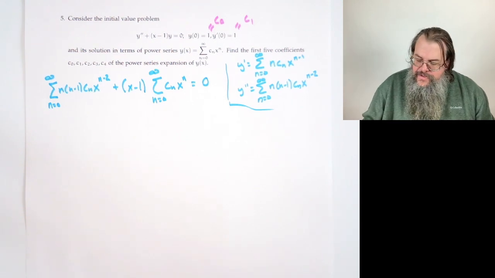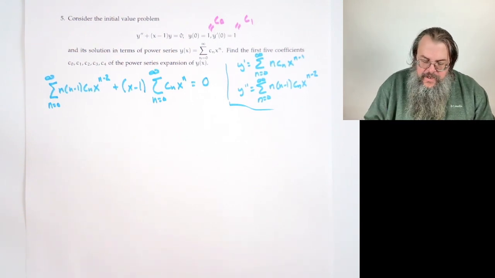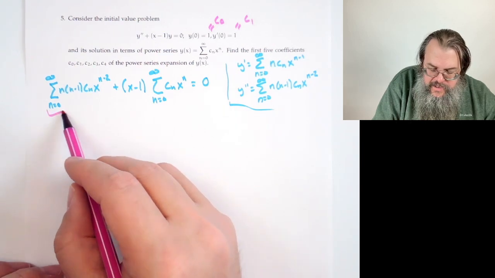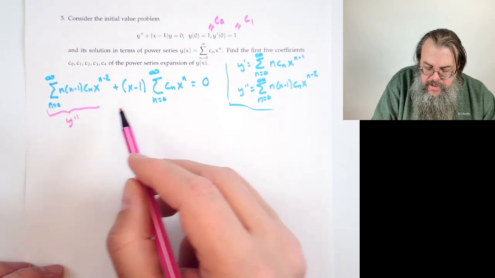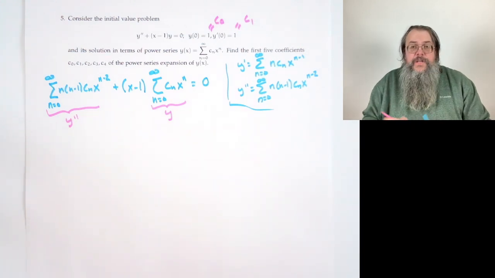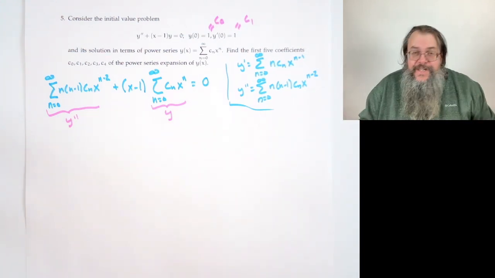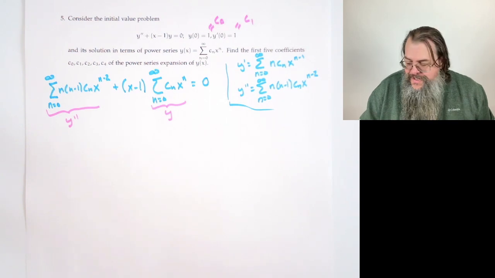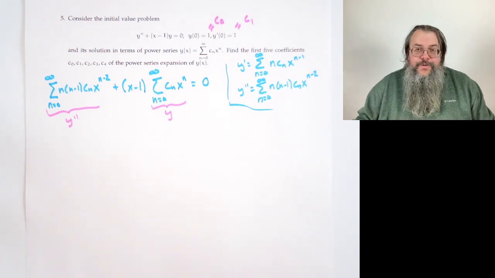And so just for those following along at home, let's remind ourselves what we've done. We put in y double prime, and we put in y. Now our goal is to mush these into one series. One series to rule them all.